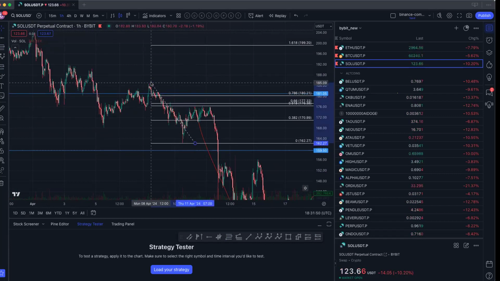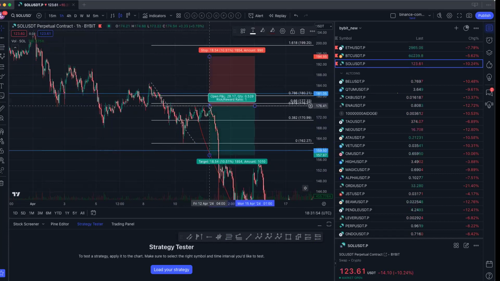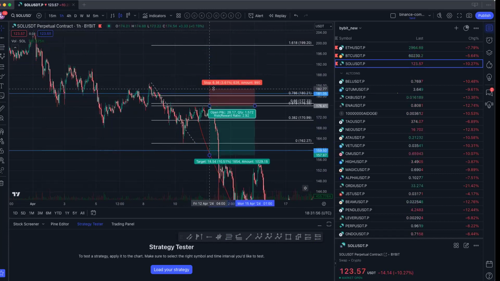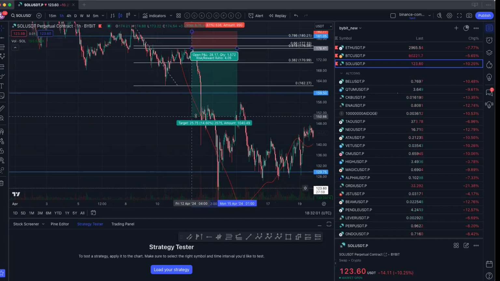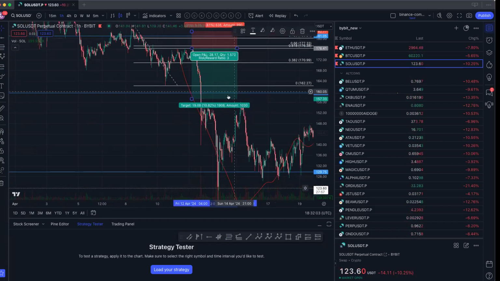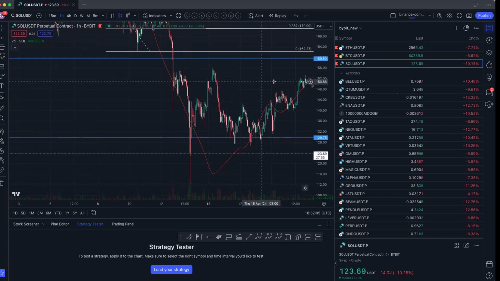From here to here. Got the rejection here. Short here. Stop loss here, 1:2. 1:2. Completed. Okay.